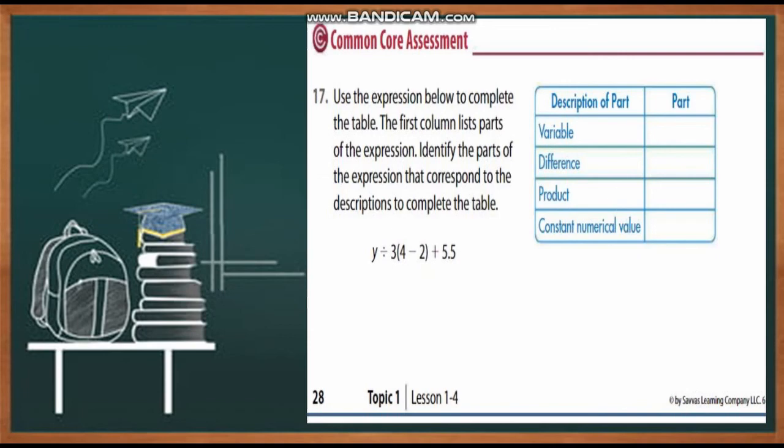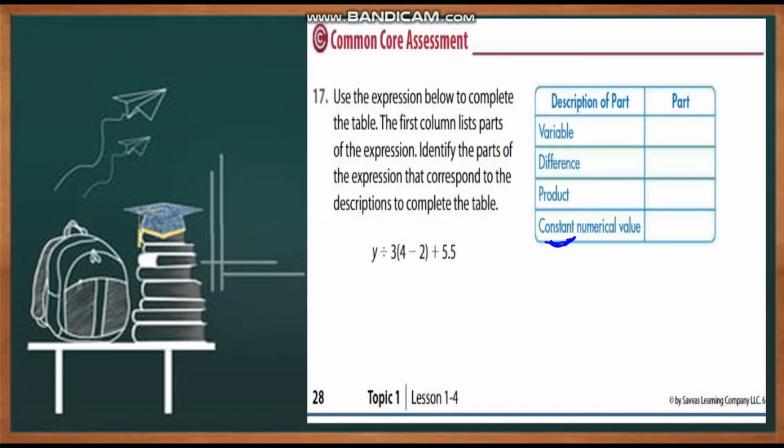Exercise 17, Common Core Assessment, page 28. Use the expression below to complete the table. The first column lists parts of the expression: variable, difference, product, constant, numerical value. Identify the parts of the expression that correspond to the descriptions to complete the table. Look at here. We have the first one. It asks about the variable.